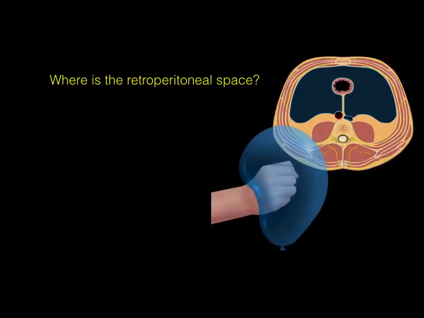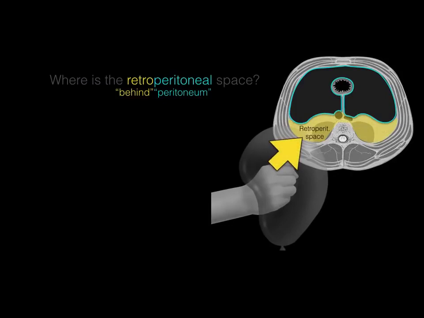Now, define the terms retroperitoneal and intraperitoneal and list the organs that fall under each of these categories. Okay, so where is this retroperitoneal space and what is it? Well, this word prefix retro means behind, and peritoneal means the peritoneum. So we look over here and we go, okay, there's the peritoneum outlined in blue, and in yellow, that's the retroperitoneal space, which is behind the peritoneum.